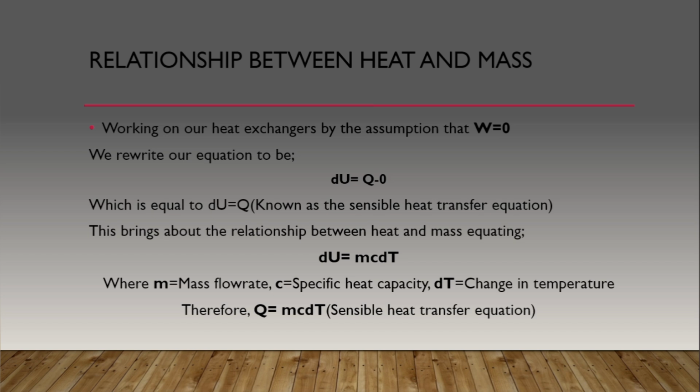Therefore, we equate back the heat. Remember that we said our change in U equals Q, and we have a value for our change in U to be mc change in theta. So our Q, which is our heat, is equal to mc change in theta: mass flow rate times specific heat capacity times change in temperature. So these three parameters significantly affect our heat transfer, thermal energy transfer, in a heat exchanging process.